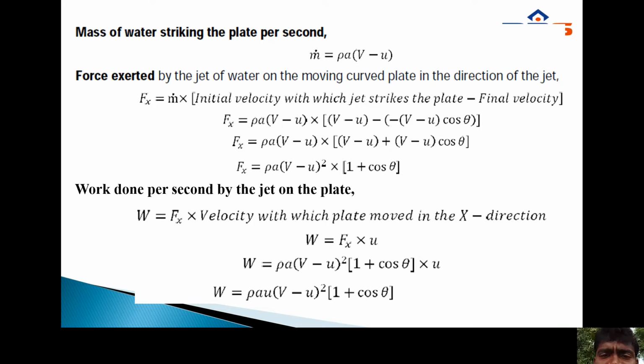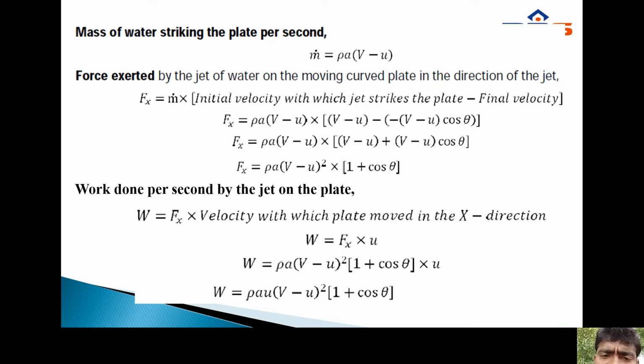Force exerted by the jet of water on the moving curved plate in the direction of the jet: F of x equal to m into the initial velocity with which the jet strikes the plate minus the final velocity. Therefore, F of x equal to rho A (v minus u) into (v minus u) minus of minus (v minus u) cos theta. Therefore, F of x equal to rho A (v minus u) into (v minus u) plus (v minus u) cos theta.